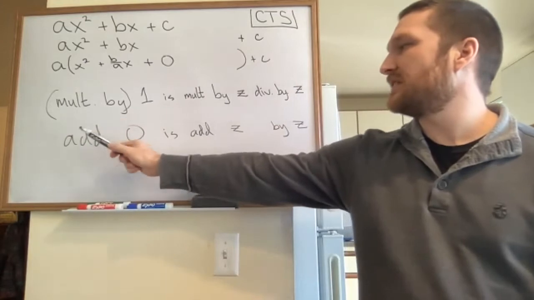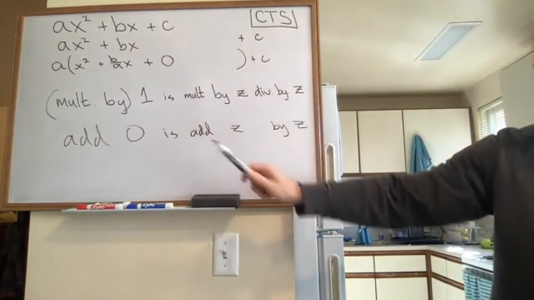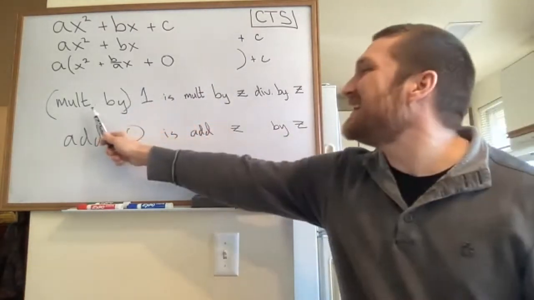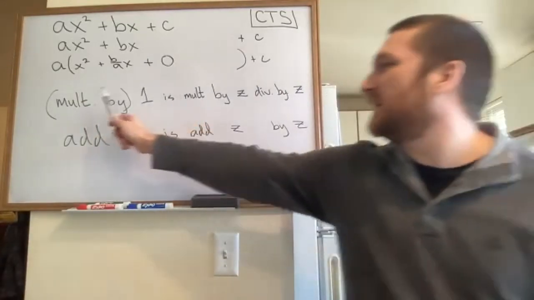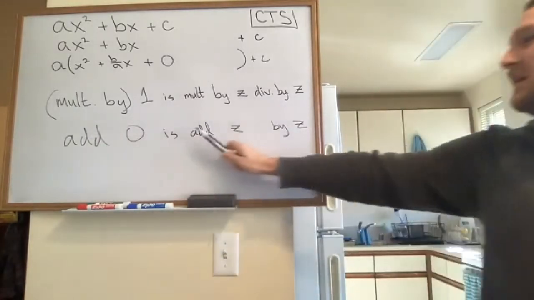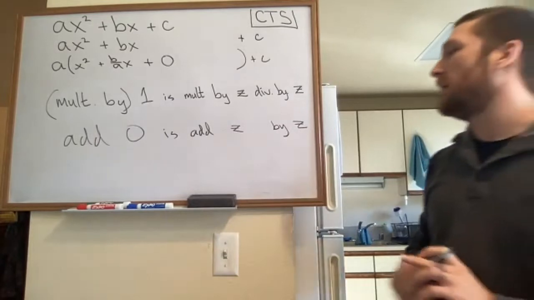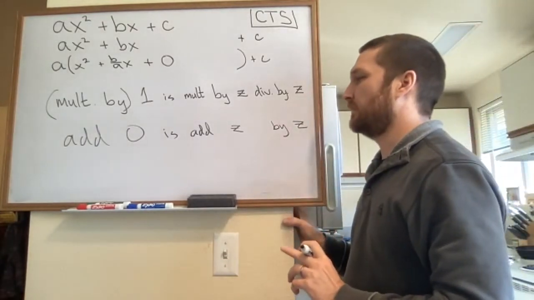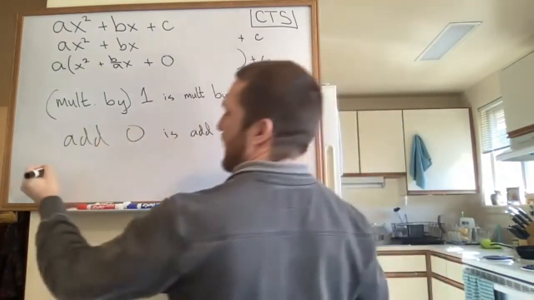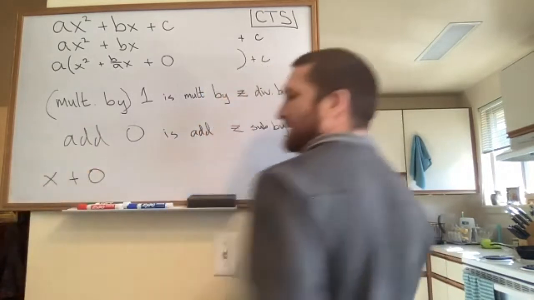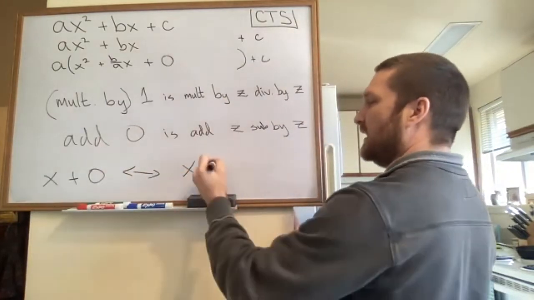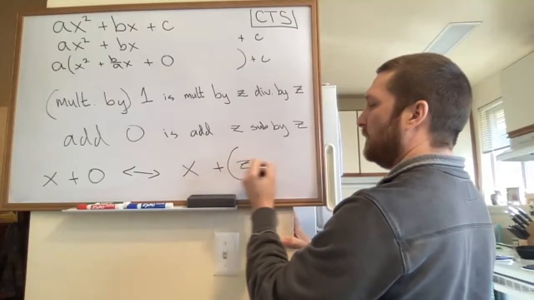Wait, sorry. So when we're dealing with multiplication, the opposite of it is divide. We're dealing with addition. The opposite of addition is what? Subtraction. So to add 0 to something, you have something and you want to add 0. That is the same thing as taking your thing and adding, well, any number minus itself.